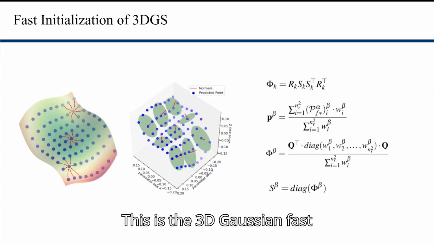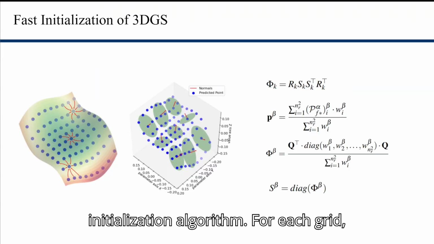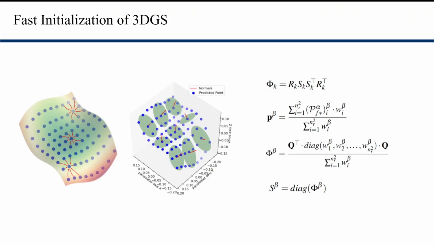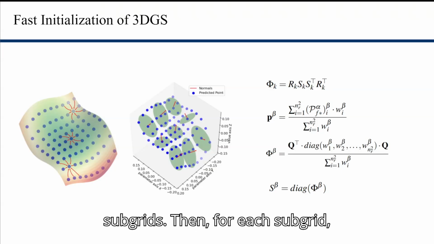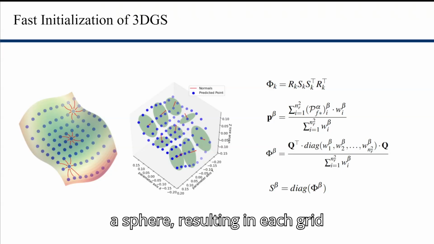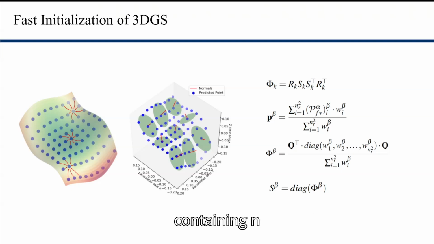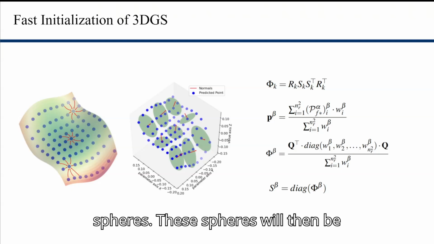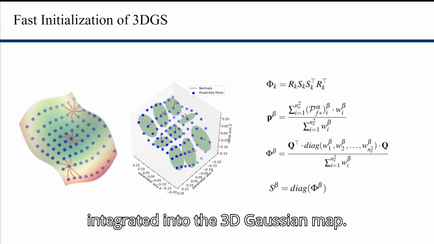This is the 3D Gaussian fast initialization algorithm. For each grid, we divide it into n\times n subgrids. Then, for each subgrid, we use the following equation to estimate a sphere, resulting in each grid containing n\times n spheres. These spheres will then be integrated into the 3D Gaussian map.